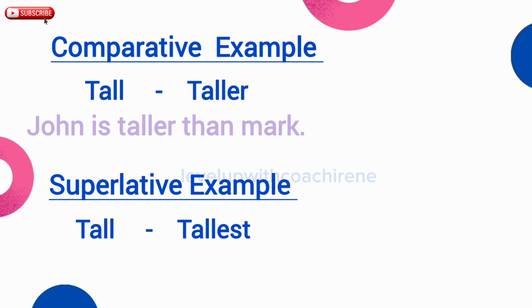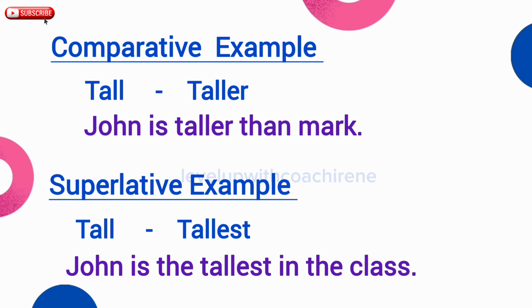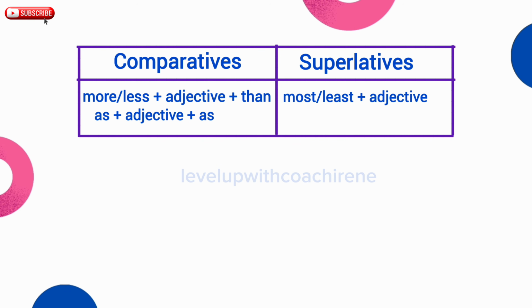For example, John is taller than Mac. For superlative, we have John is the tallest in the class. This table will help you to understand how to compare when using comparatives and superlatives. When using comparative, you should use more or less plus adjective plus than, or as plus adjective plus as. Whilst when using superlatives, you should use most or least plus adjective.